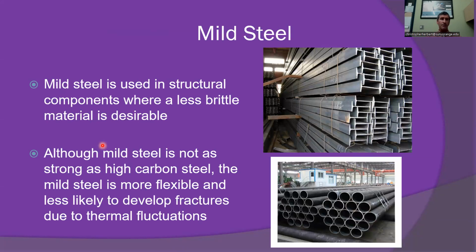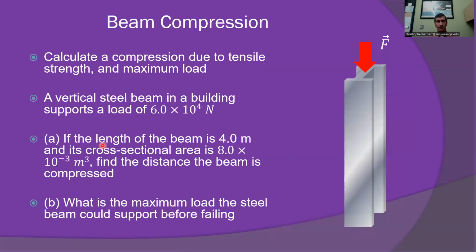Mild steel, again, is used in structural components. We don't want the high level of brittleness. We don't want the brittle nature as much. No, it's not as strong as high carbon steel or the stainless steel. It's more flexible and, again, less likely to develop fractures during thermal fluctuations.